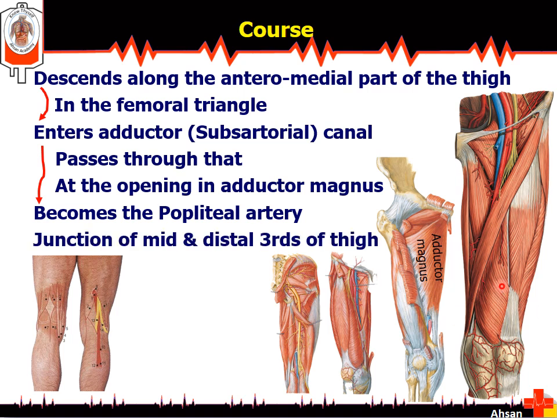So the femoral artery remains in the upper two-thirds of the thigh and becomes the popliteal artery at the lower part, at the junction between the middle and lower third of the thigh. So the entry point is the inguinal ligament, and the exit point is the opening in the adductor magnus. This femoral artery is more superficial when it lies in the femoral triangle.